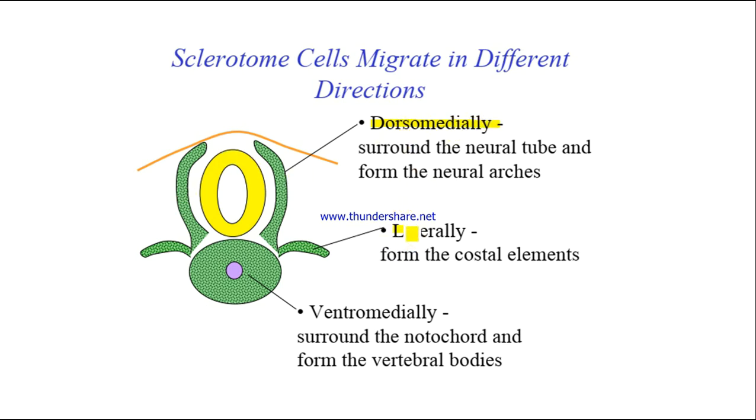Then laterally we're going to get this formation, and this is going to form the costal elements, and this will start to make a bit more sense as we progress through the PowerPoint. And then ventromedially we're going to get this surrounding around the notochord, and this is going to form the vertebral bodies, which we started to discuss in our previous lecture.